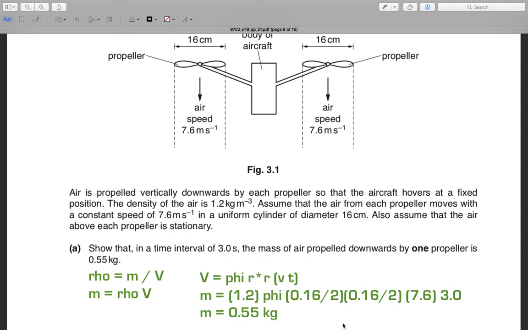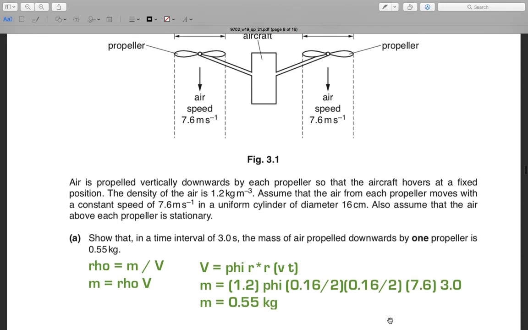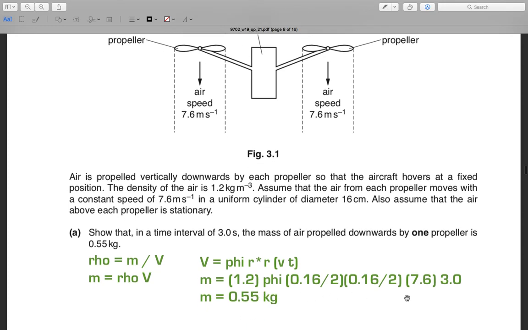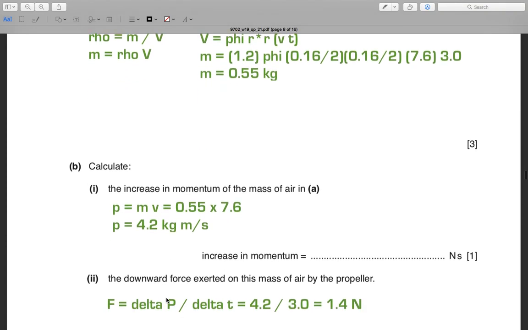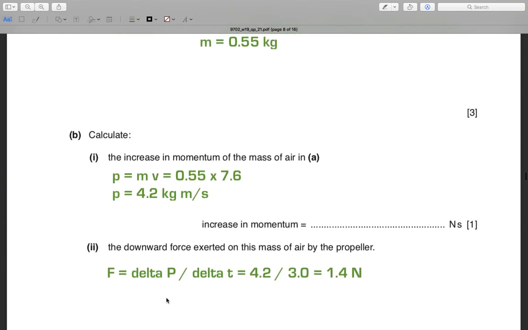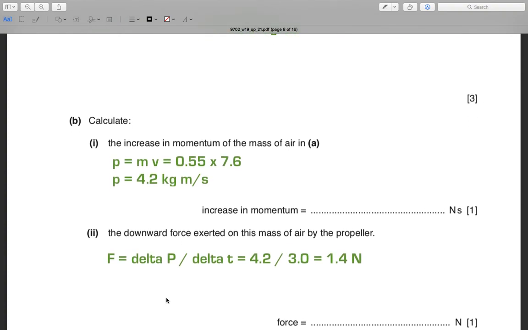So we can say here is the area of the circle and here is the height. So this is actually the same thing as the volume of the cylinder. Okay, finally after calculation we get the number 0.55 kilograms as the mass of air in the above question. Okay, continue to the other question.